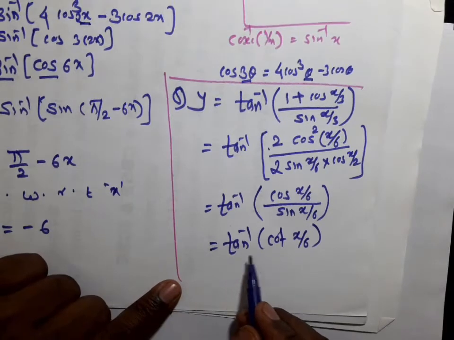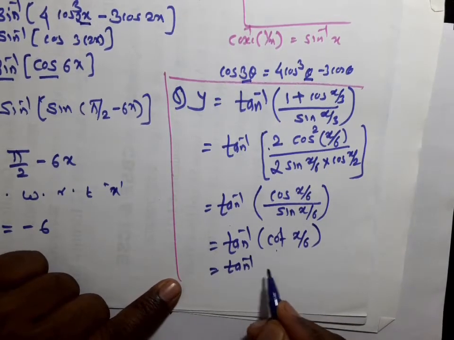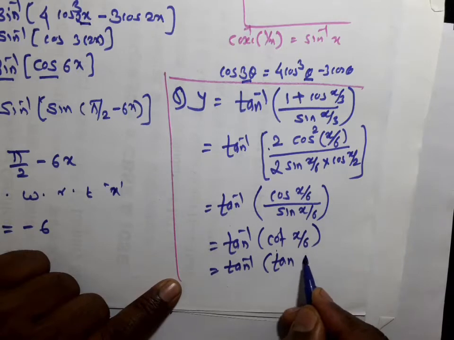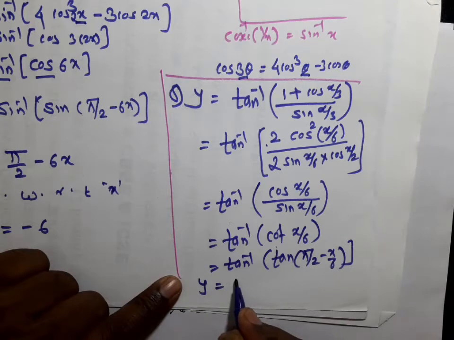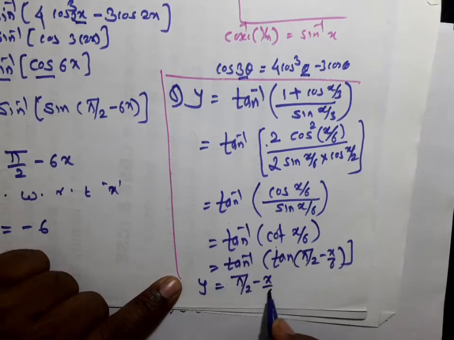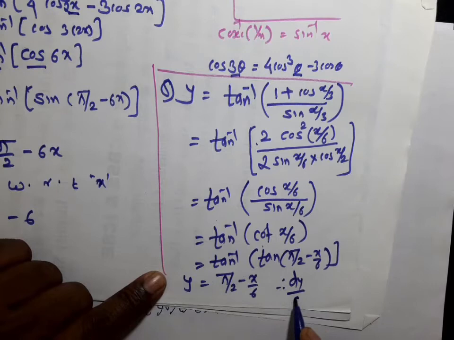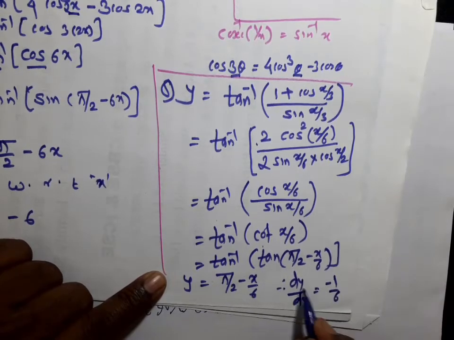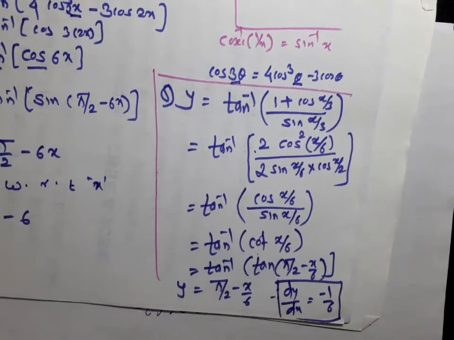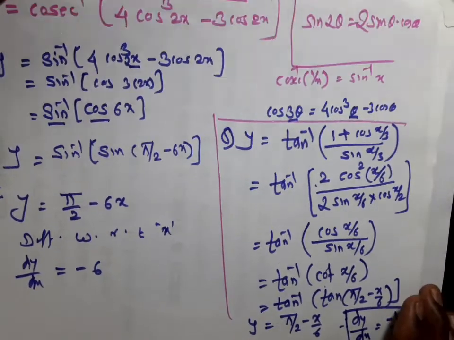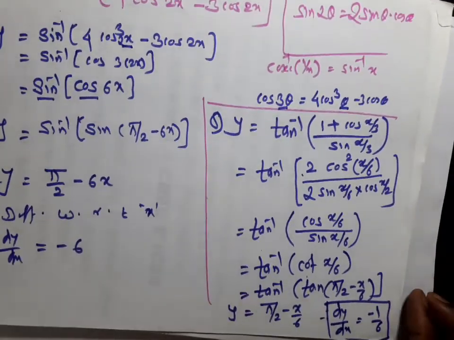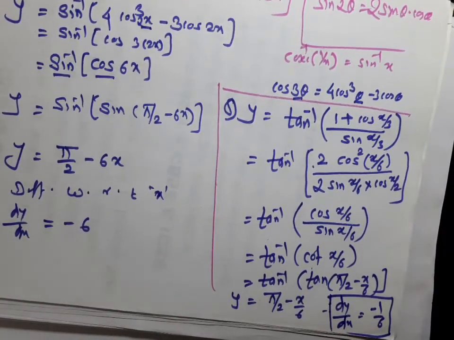Again here we want tan. This will be tan inverse of tan of (pi by 2 minus x by 6), and hence y is equal to pi by 2 minus x by 6, and therefore dy by dx is minus 1 upon 6. So formulas are very important. If you remember formulae, and you have to, there is no alternative choice to find the derivative of inverse trigonometric function. For inverse trigonometric function, we have to use the various formulas.